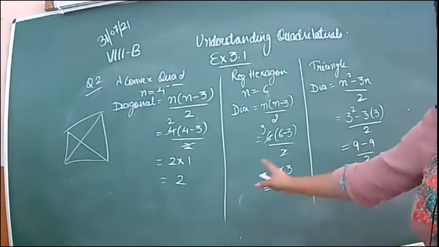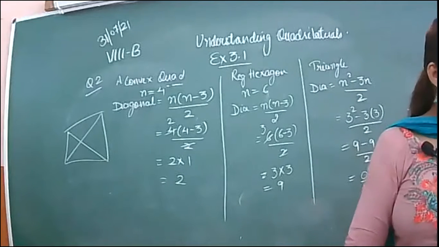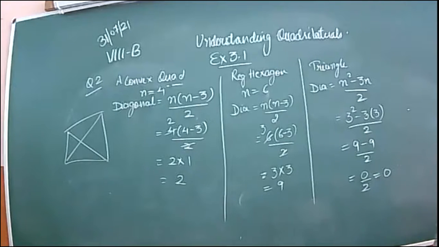Okay. So we have done this second question using the formula for the diagonal, n into n minus 3 upon 2, or you can use this formula as well, n square minus 3n upon 2. Is it okay? Can you find the number of diagonals for your heptagon or septagon that has 7 sides? Use the same formula and get the number of diagonals. Hurry up.